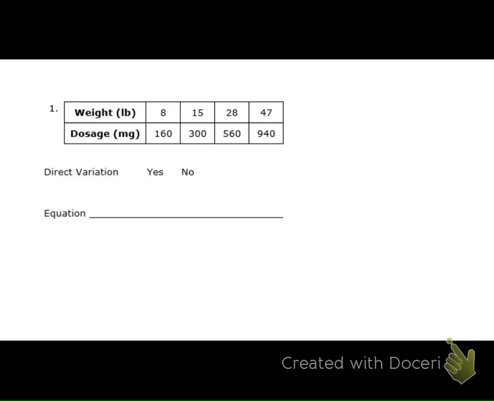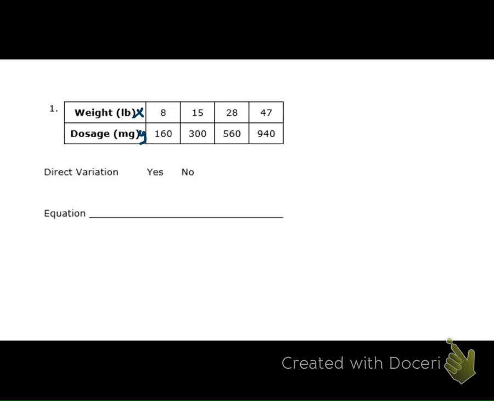Now my weight is my independent variable, that's my x, and my dosage is my y, because if you think about it, the dosage depends on how much you weigh, right? So my dependent variable is also always my y. But usually when we have tables going sideways like this, your x is going to start on top and your y is going to be on the bottom.